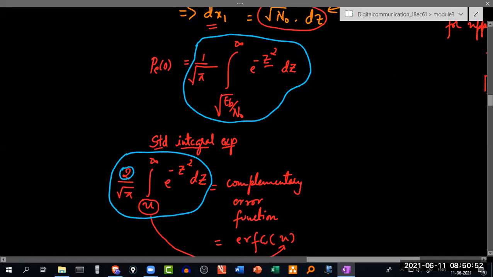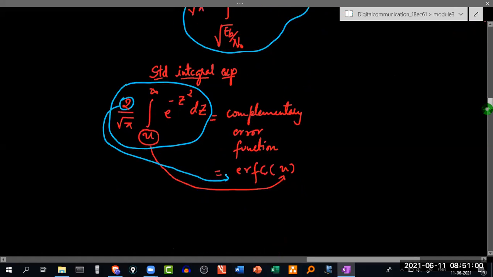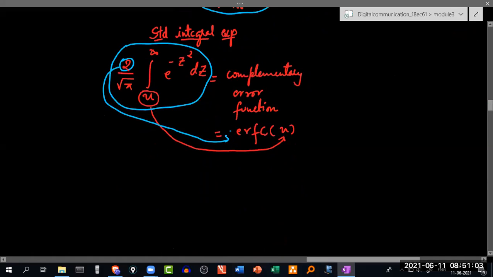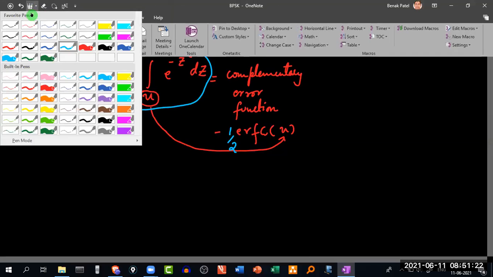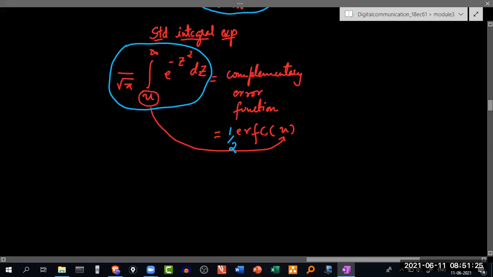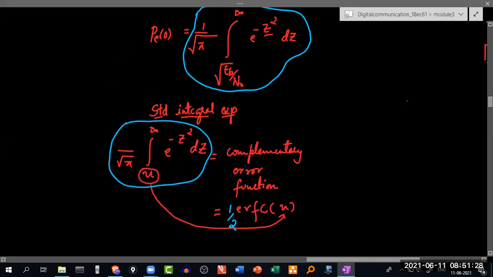So for that, I'll be cross multiplying, because I need to eliminate this 2. I'll be cross multiplying this 2 onto its right hand side, such that when I cross multiply, this 2 reflects as 1 by 2 complementary error function. So here let me remove this. Now the entire thing matches over here.